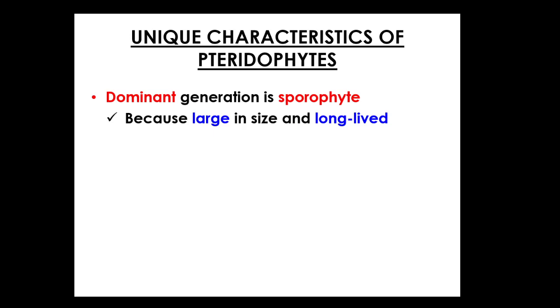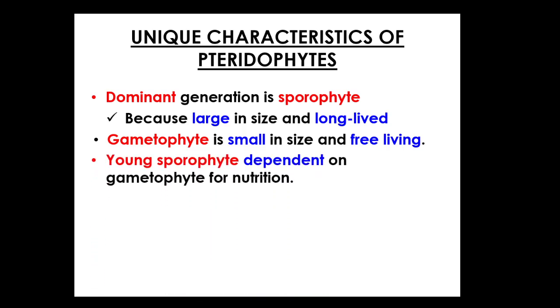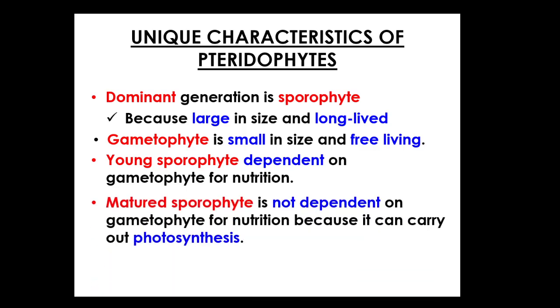Their dominant generation is sporophyte. That means the sporophyte generation is large in size and long-lived. The gametophyte is small in size and free-living. It will not be attached to the sporophyte. The young sporophyte, after it is fertilized, when it is just starting to grow, will be dependent on the gametophyte for nutrition. Whereas the matured sporophyte is not dependent on the gametophyte for nutrition because it can carry out photosynthesis.